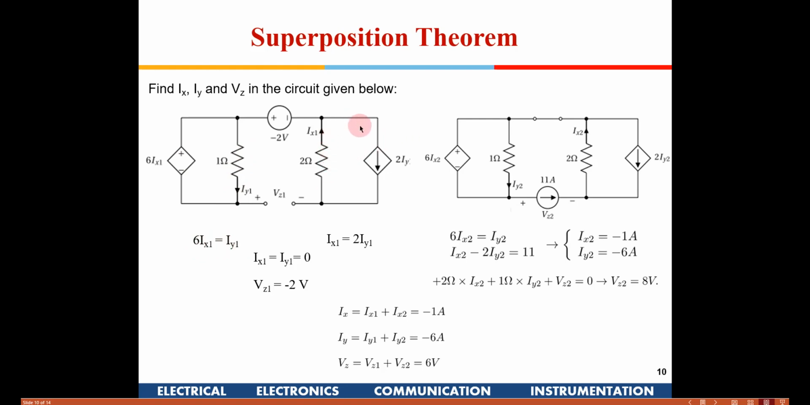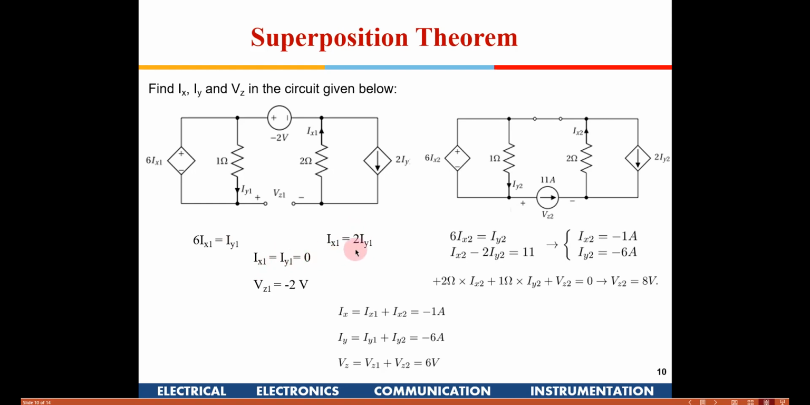Now what is the second equation? Here it is again a current source, and this is the current. So straight away these two currents can be equated, because there is no other path for current to go out of this particular small mesh, right? So Ix1 is equal to 2 Iy1. Now we have 6 Ix1 is equal to Iy1, and Ix1 is equal to 2 Iy1. So these are two equations. They can be satisfied only if both of them are 0, right?